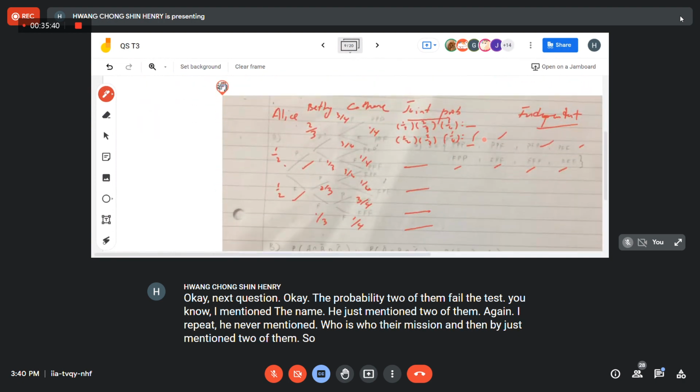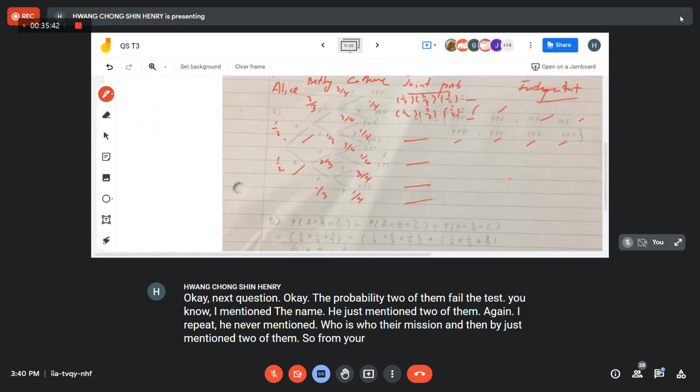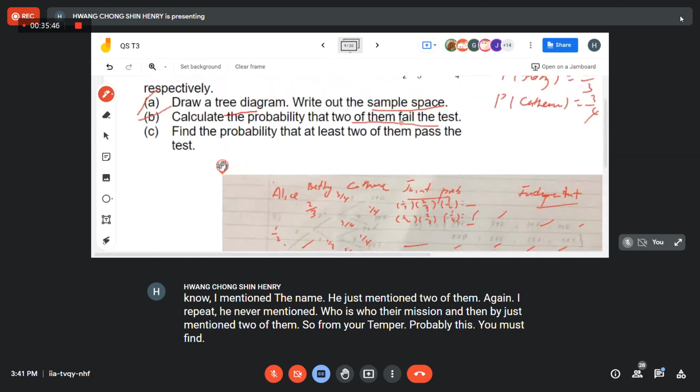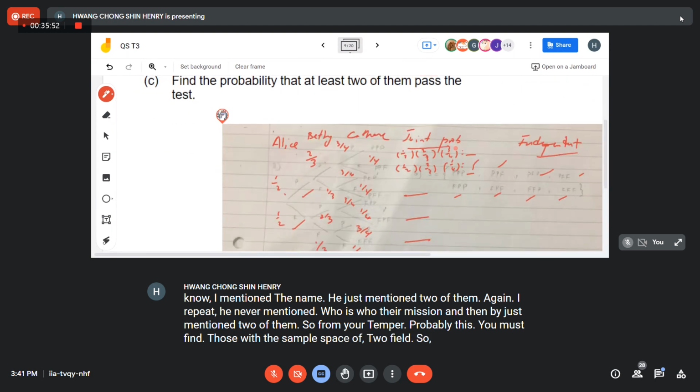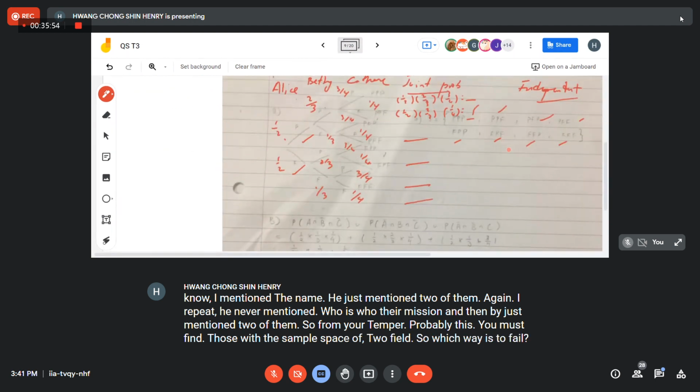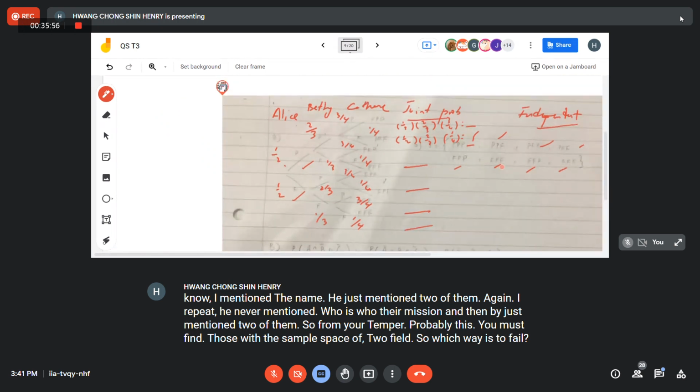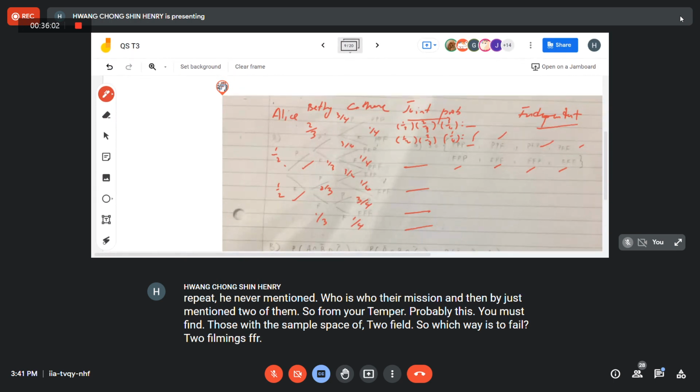So from your tree probabilities, you must find those with the sample space of two fail. So which one is two fail? Two fail means FF lah. So which combination got two F?